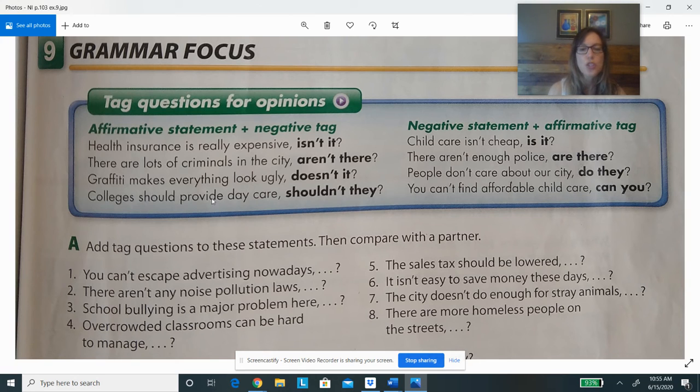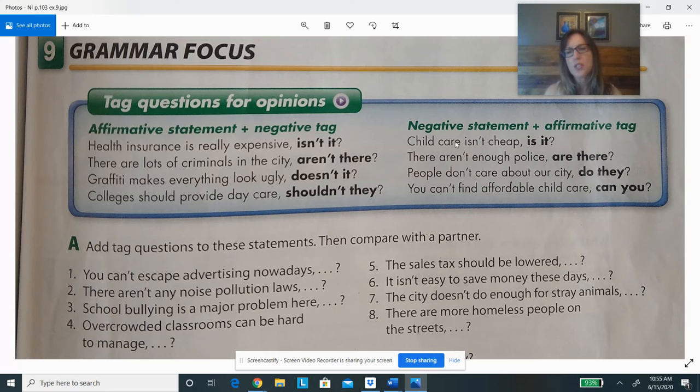Finally, colleges should provide daycare, shouldn't they? All right, so the verb here is should provide. We have a modal and a main verb. In the tag question, you just use the modal. Again, make it opposite. Should becomes shouldn't. They refers to the subject, colleges.